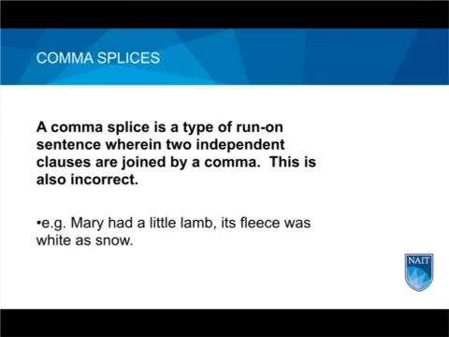A comma splice is basically just a type of run-on sentence in which you join the two independent clauses with a comma. This is also incorrect, and many students believe that they can solve their run-on sentence problems by putting a comma in between the independent clauses. Let's look at the example. "Mary had a little lamb, comma, its fleece was white as snow." This is an example of a comma splice. It is incorrect.